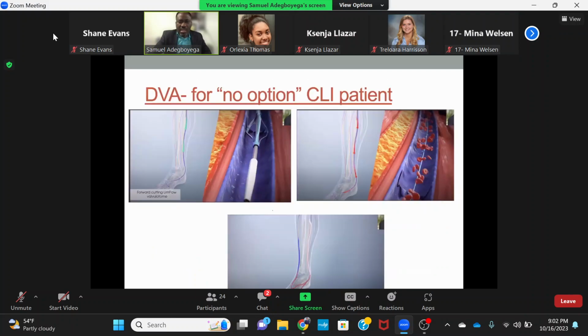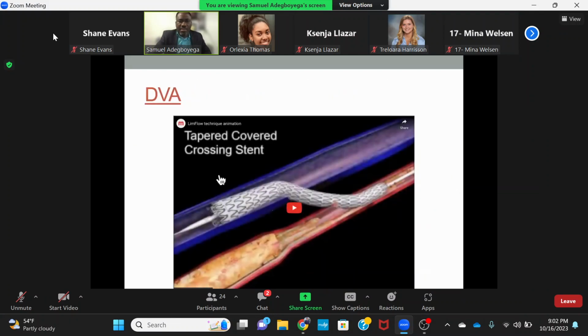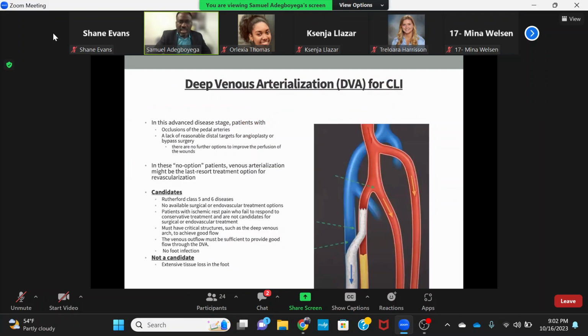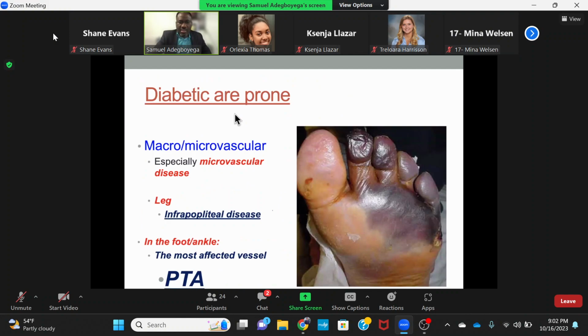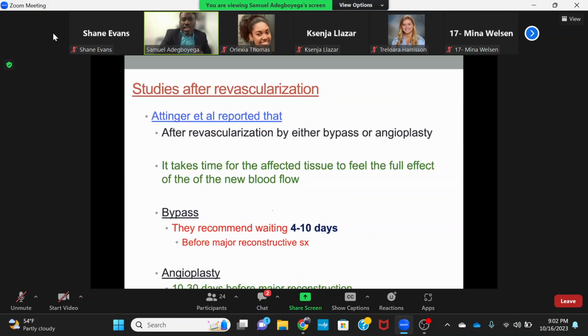Another thing I want to bring up here is DVA. I'm not sure you guys know anything about DVA. Before I go into that, right here: the best treatment for a patient when it comes to revascularization is bypass. That's the gold standard. When they ask a question on the exam about when you should do surgery on a patient, you should wait at least 4 to 10 days for the body to get oxygenated. So you need 4 to 10 days.